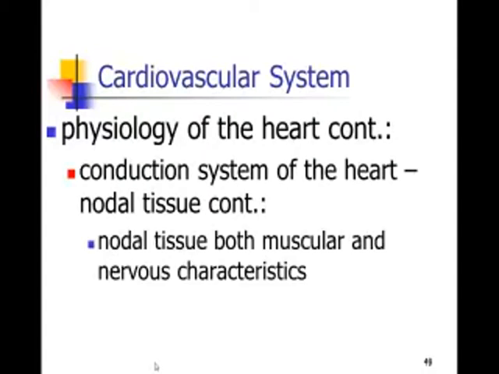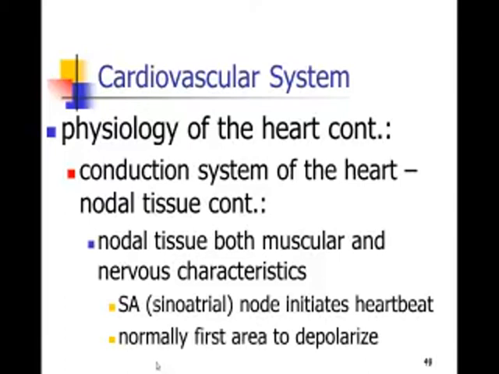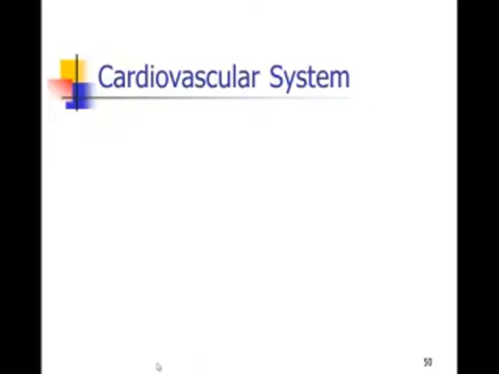Okay, so the nodal tissue is kind of curious in its attributes. It has both muscular and nervous characteristics. And so under normal circumstances, the sinoatrial node, or SA node, is going to initiate the heartbeat. The reason it does this is because the cells of the SA node are the first cells within the heart to depolarize and have an action potential.